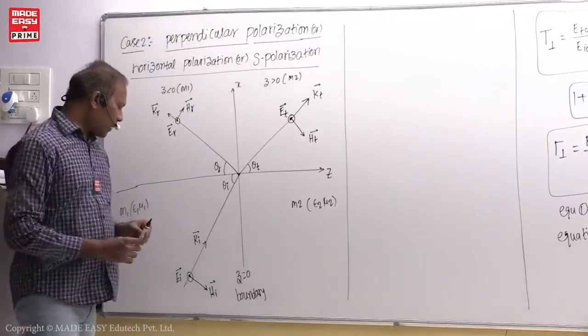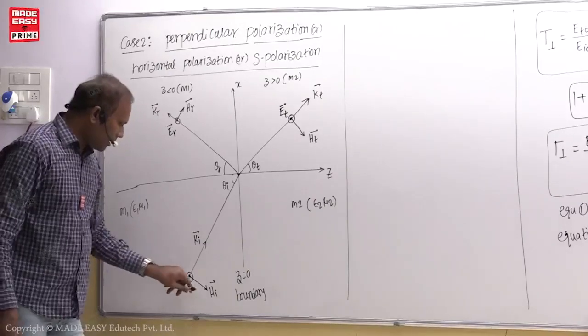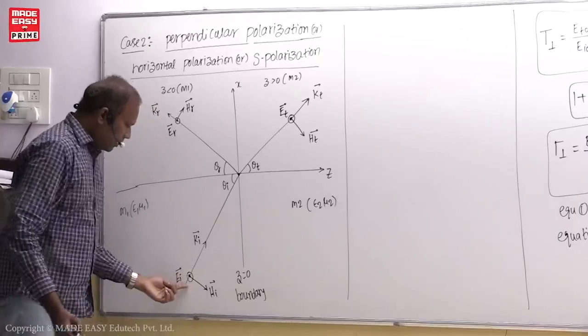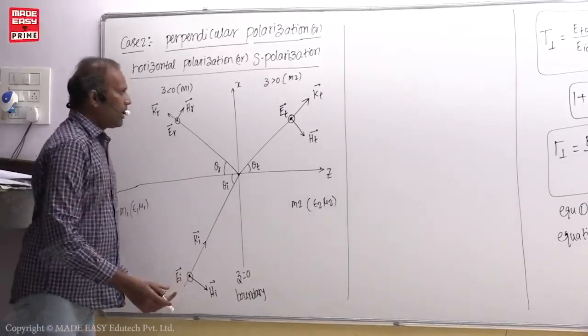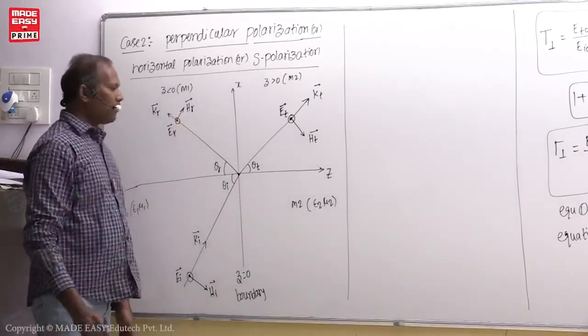What is the meaning of perpendicular polarization? Here the electric field is out of the board. This is the magnetic field. Dot means out of the board. Beside that, E is written. Electric field is out of the board. Here also the electric field is out of the board. Here also the electric field is out of the board.